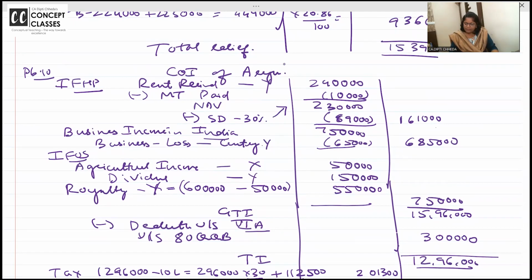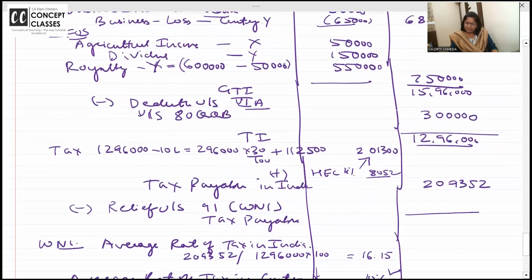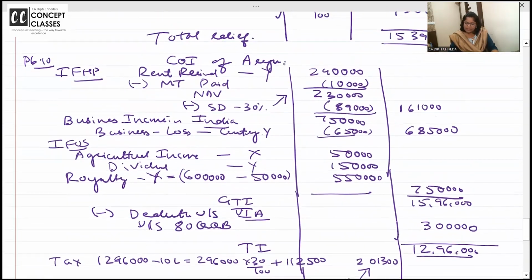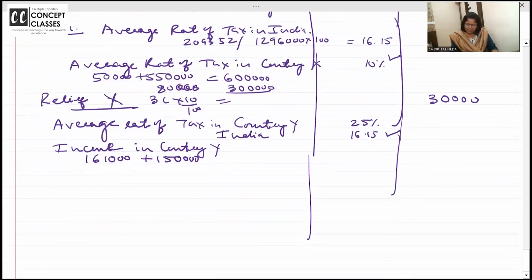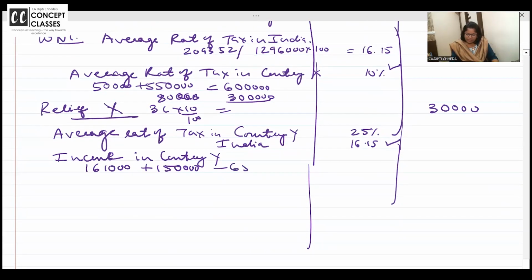कंट्री Y कितना है बिजनेस लॉस? 65,000. डिविडेंड 150. सो इसमें से 65,000 बिकॉज बिजनेस लॉस वी हैव सेट ऑफ, सो वी आर डूइंग दिस आल्सो.